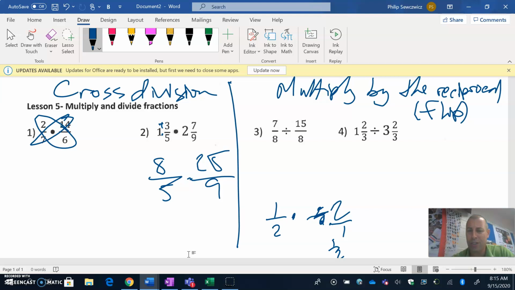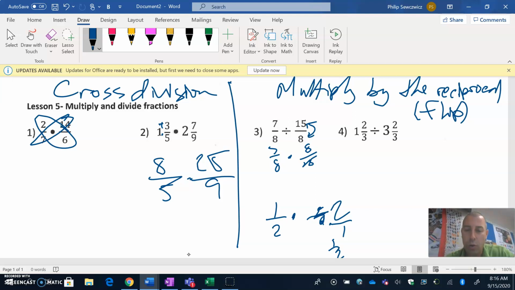So let's go into question number 3. The first thing we need to do is rewrite the problem. So it's 7/8 times, and then we're going to flip. That's that reciprocal. So we've got ourselves 8/15 now. Dividing fractions is the same as multiplying by the reciprocal. Now it's a multiplication problem, same thing we've been doing.